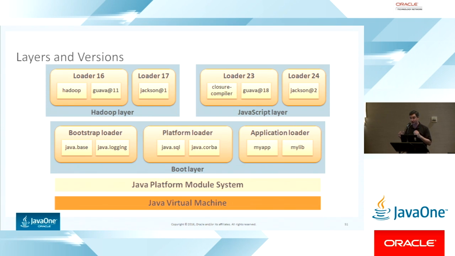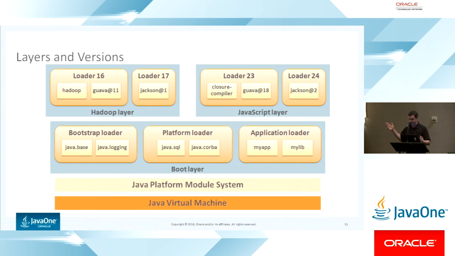Layers are how the module system supports multiple versions of a module. Here, an app server has created two layers on top of the boot layer. On the left, the Hadoop layer reifies a module graph with Guava version 11 and Jackson version 1. And on the right, the JavaScript layer reifies a module graph with Guava version 18 and Jackson version 2. Each module graph is well formed and mapped to loaders in a sensible way, but the modules in the Hadoop layer are not aware of the modules in the JavaScript layer and vice versa.